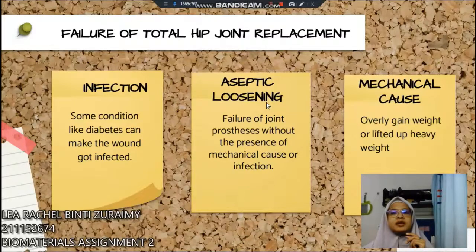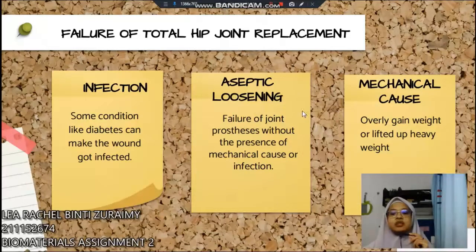So the main mechanism that is causing loosening is the wear particles. Wear particles are microscopic fragments from the prosthesis that can lead to an inflammatory reaction. Over time, the inflammatory reaction can eat away the bone surrounding the prosthesis, which can cause loosening.